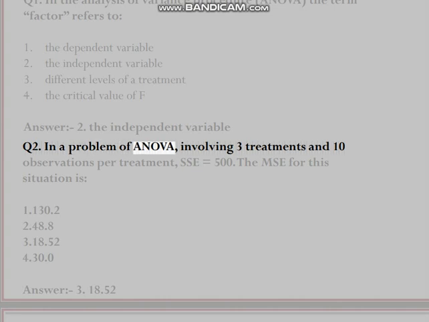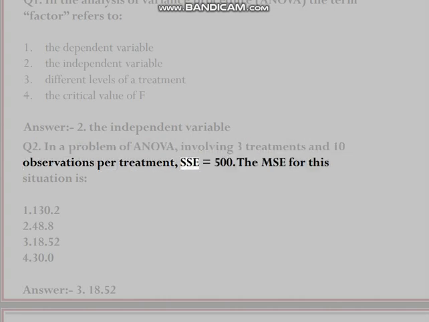Q2. In a problem of ANOVA involving 3 treatments and 10 observations per treatment, SSE equals 500. The MSE for this situation is: 1. 130.2 2. 48.8 3. 18.52 4. 30.0. Answer 3. 18.52.